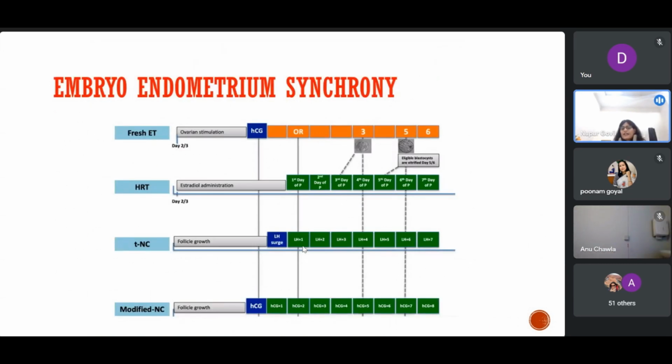Embryo endometrial synchrony is very important. Transfer of the embryo based on the start of progesterone is very important. The day 3 embryo, as already discussed, should be on the 3rd or 4th day of progesterone, and similarly day 5 embryo on the 5th to 6th day of progesterone.